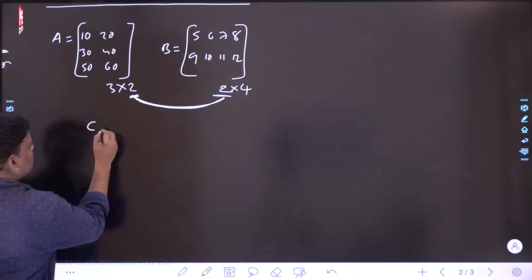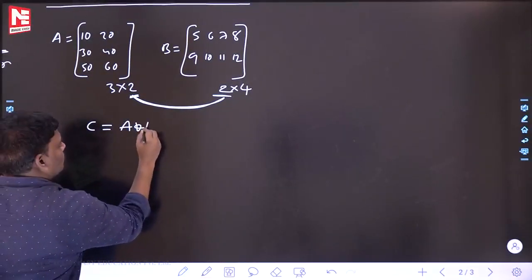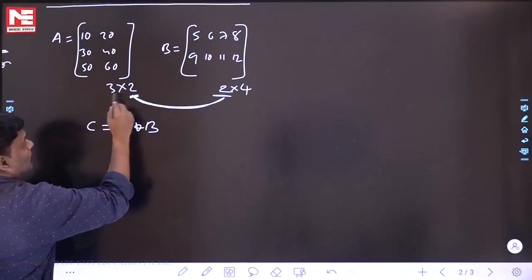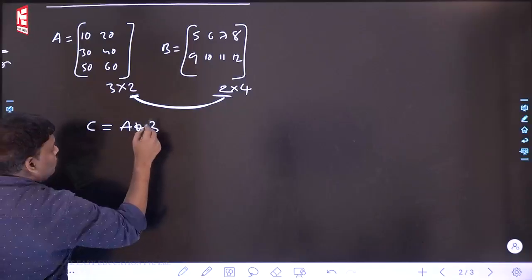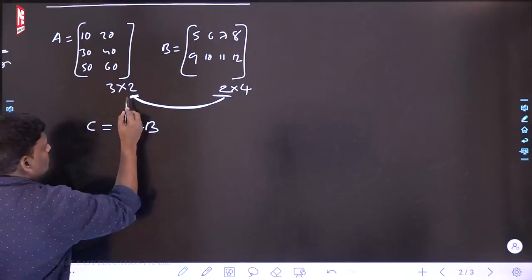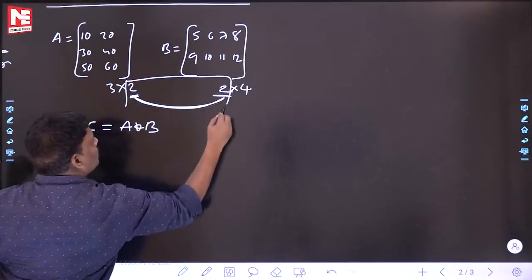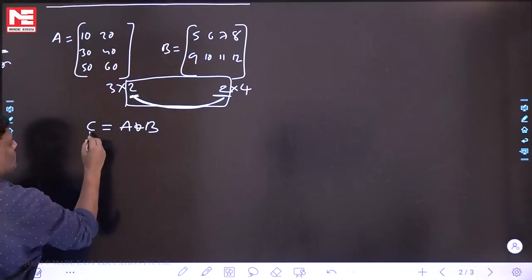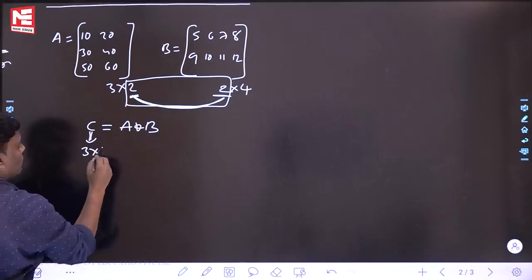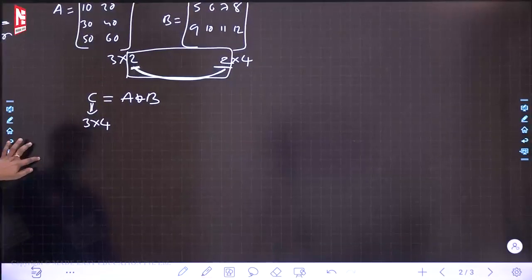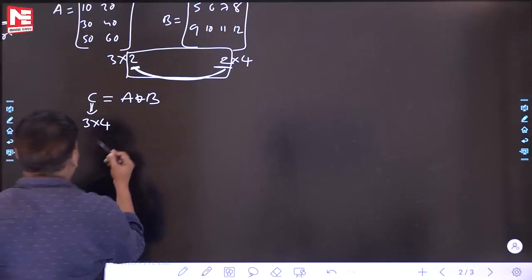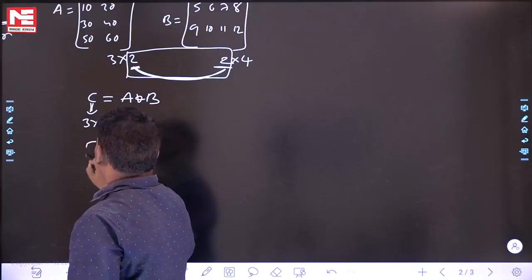Now see the next part. C is equal to A into B. A is 3 by 2, B is 2 by 4. What will be the C size? The two inner dimensions will be cancelled. So the C matrix size is going to be 3 by 4. If anyone asks you how 3 by 4, you can see it here: C is 3 by 4.